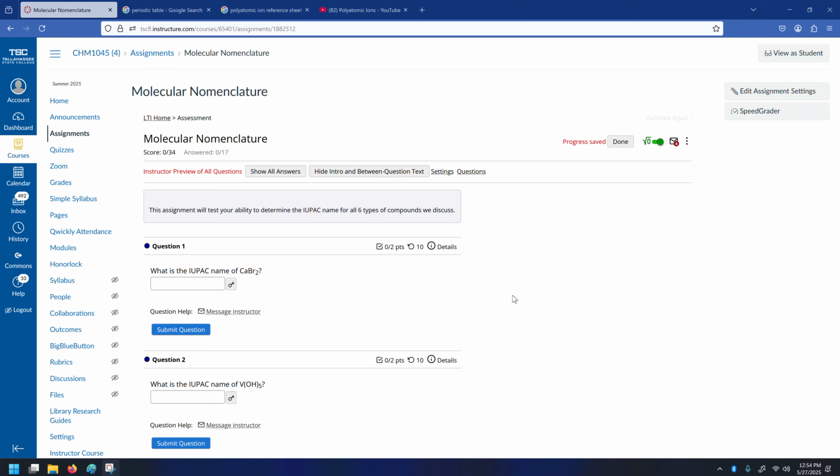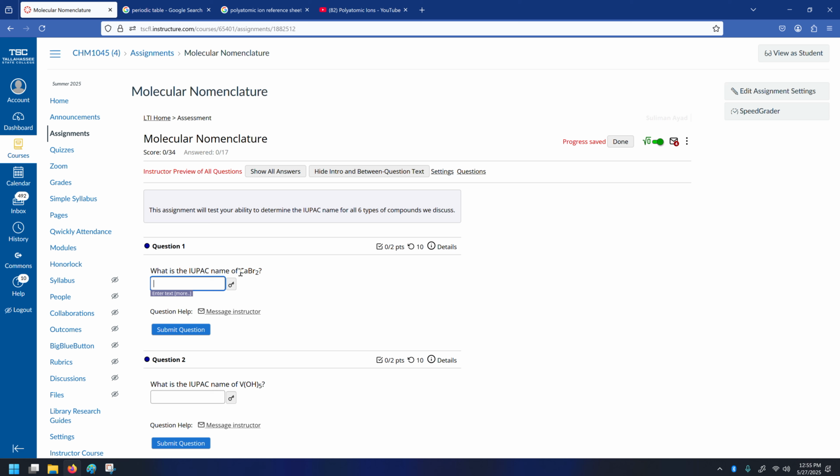All right, here we go. Continuing on to the molecular nomenclature assignment. This is the one that I think students actually struggle with the most. Aside from doing the charges on the chemical formulas one, it's pretty straightforward. But here, sometimes the syntax is not obvious. So we're going to go through a few of these together.